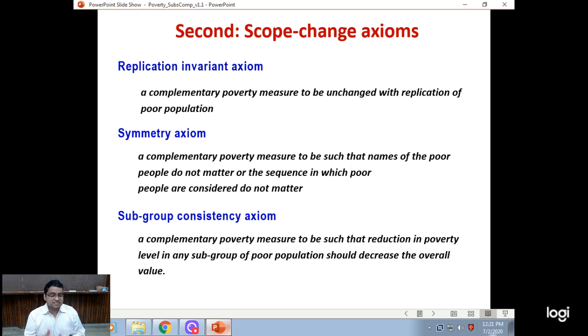The subgroup consistency axiom, in the conventional sense, says that if one subgroup of the population's poverty increases with all other subgroups' poverty remaining the same, the entire poverty should increase. Here we would say that for the complementary poverty measure, if the complementary poverty of one subgroup of poor people increases, with every other subgroup of poor people's complementary measure of poverty remaining the same, the overall complementary measure of poverty should increase.